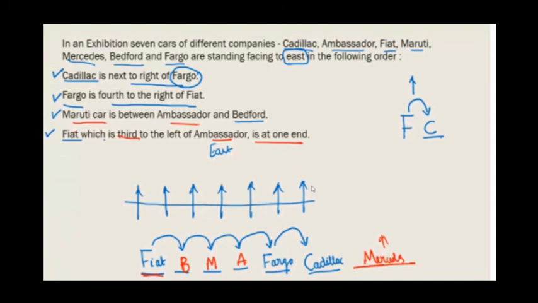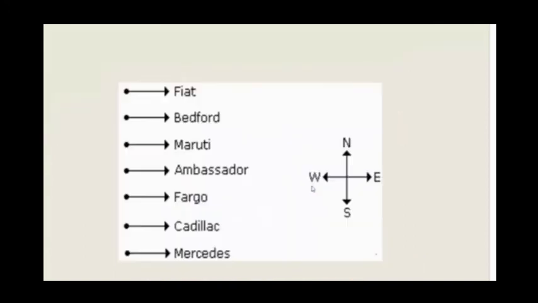Right? Let us cross check with that. See, you can see here. So I have Fiat, Bedford, Maruti, Ambassador, Fargo, Cadillac, Mercedes. The same thing here. So first I have Fiat, next I have Bedford, next I have Maruti, Ambassador, Fargo, Cadillac, Mercedes. You can also do this, but I suggest you to rotate it because when you are facing east, your right and left will be easier for you.